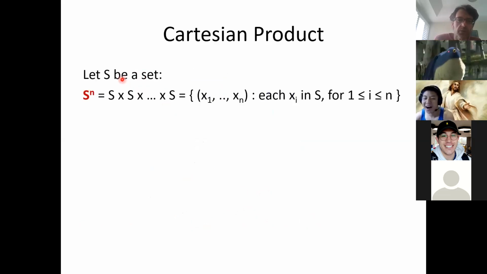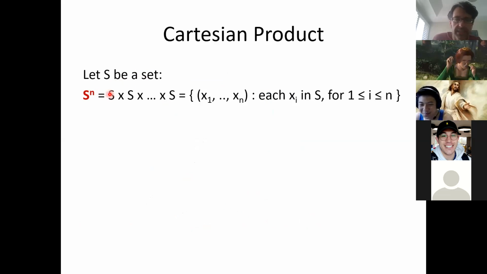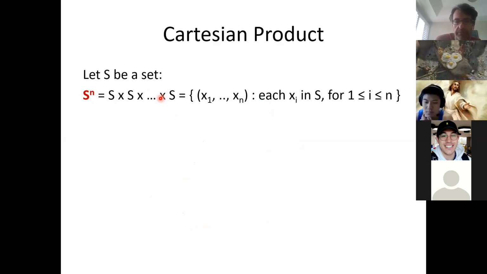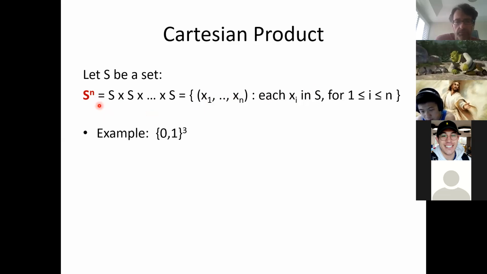You can do it with a set itself, right? You apply this definition when all the Ai are equal to the same set. So a set to the nth power is a Cartesian product of a set with itself n times. These are sequences of n elements such that each of them is in set S. Okay, and why would this be useful?